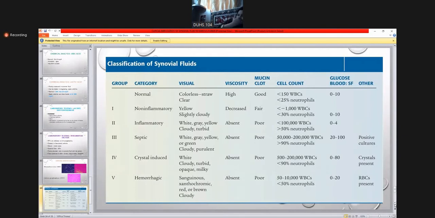Okay, beta. Now come to the classification of the synovial fluids, right? If the synovial fluid is normal, then what will it look like visually or macroscopically? It is colorless or straw colored. Viscosity is high and mucin clot is good. As I have discussed, a good clot means a tightly rope-like appearance. Okay? And the supernatant fluid is clear. So mucin clot is good, and the normal WBC count will be less than 150, and less than 25% neutrophils. And the synovial fluid glucose, compared to blood glucose level, will be 0 to 10.